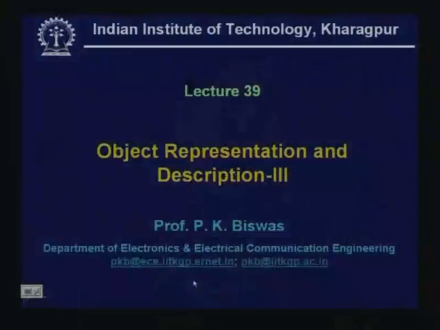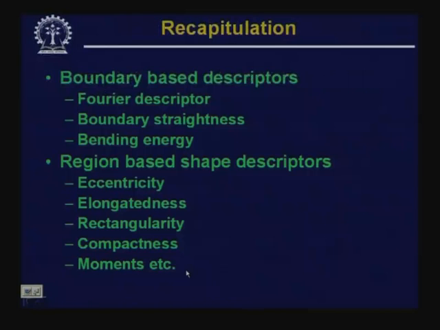Till our last class, for the last two lectures, we have found some descriptors which we have said are shape descriptors, and these shape descriptors can be obtained either from the boundary of the region or from the region itself. In the last class we saw some boundary based descriptors like Fourier descriptor, boundary straightness and bending energy. Similarly, some other shape descriptors obtained from the region itself are eccentricity, elongatedness, rectangularity, compactness, moments, etc.